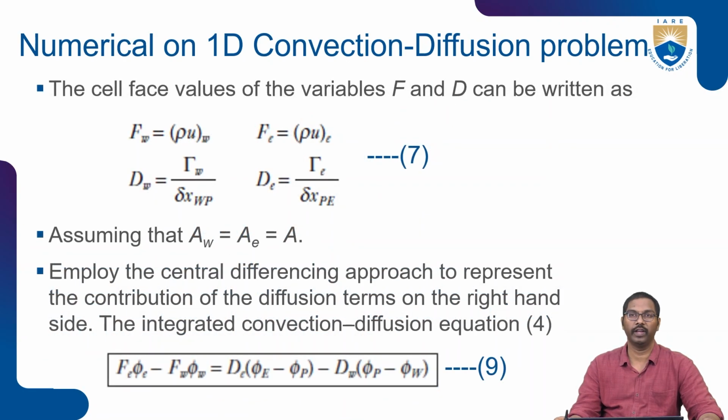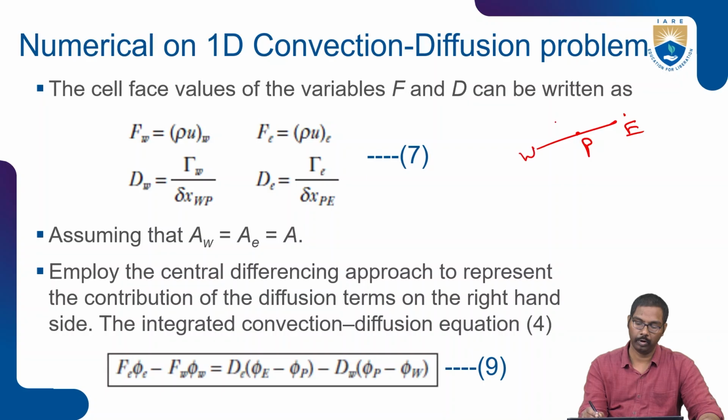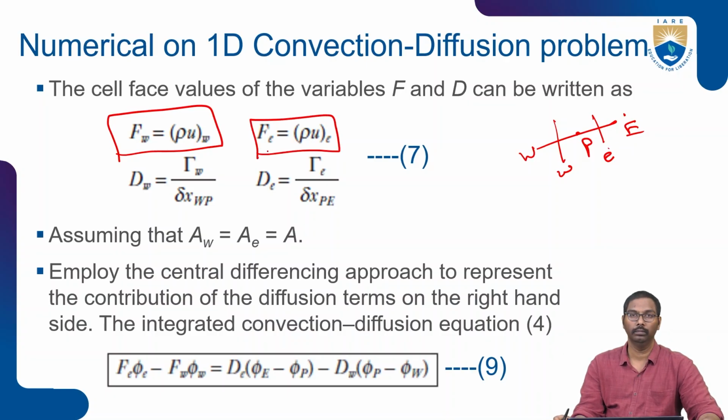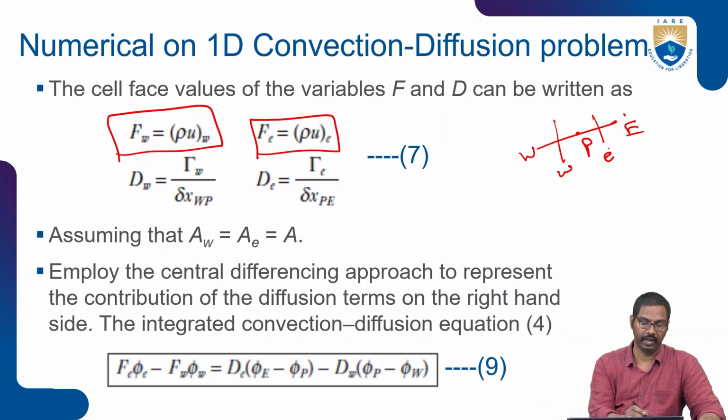The cell face values of the variables F and D can be written for each face separately. Since we have the points P, E, W and the faces small w and small e, across face w it is taken as Fw equal to rho u at w, and across face e it is taken as Fe equal to rho u at e. Similarly, Dw and De are also taken across the faces small w and small e.